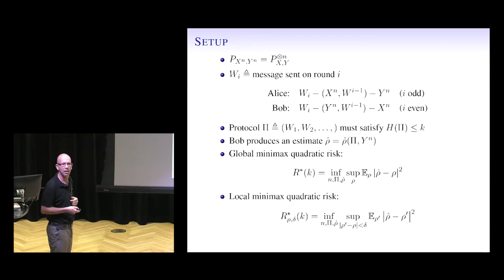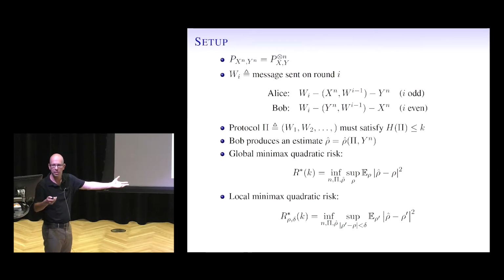Quick question. H is computed with respect to the joint, the true unknown? Yeah, that's a good remark. So all the mutual informations and entropies that I'm going to talk about are going to be computed according to the correct correlation, whatever correlation it is.